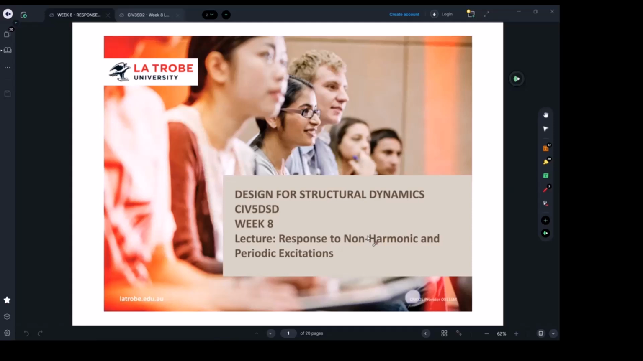Then from week 5 up to last week, week 7, we have considered excitations to be applied onto the single degree of freedom systems we are considering. The excitations we started with were harmonic motions, which are similar to periodic excitations as well. We spent weeks 5 and 6 talking about harmonic motions.